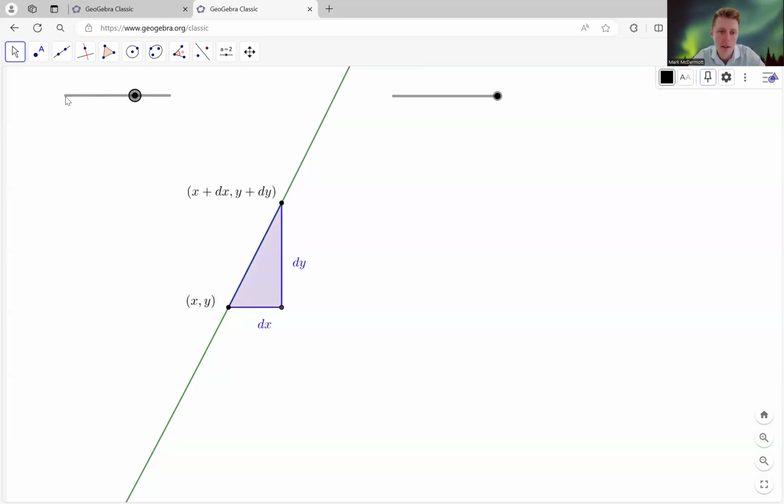And then we can make a little triangle out of it, and this new point must have an x coordinate of x plus dx. It's been moved to the right by dx. And it must have a y coordinate of y plus dy, right?